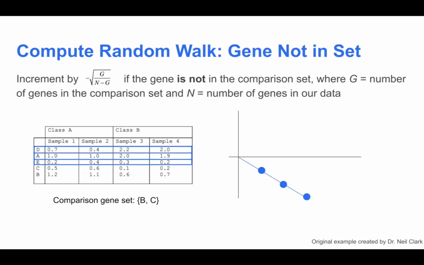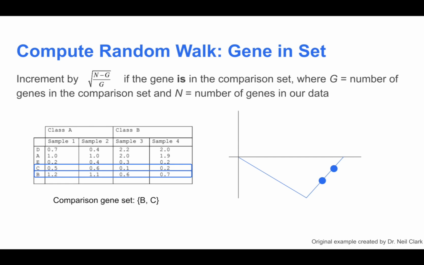And essentially, if a gene is not in the comparison gene set, which again, in this case, is just the set B and C for simplicity, then we want to decrement the value of the plot. So here I'm just decrementing by negative square root of G over N minus G, where G is just the number of genes in the comparison set, and N is the number of genes in our data. So you'll see that the first 3 genes in our ranked list are not in the comparison gene set, so we're decrementing this plot.